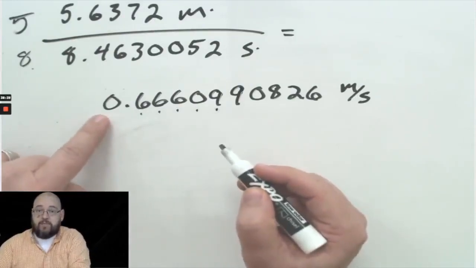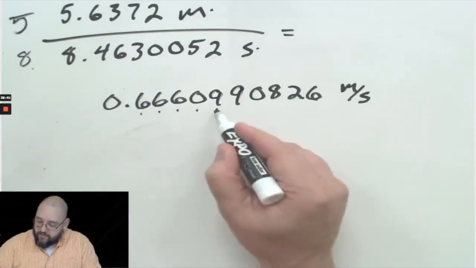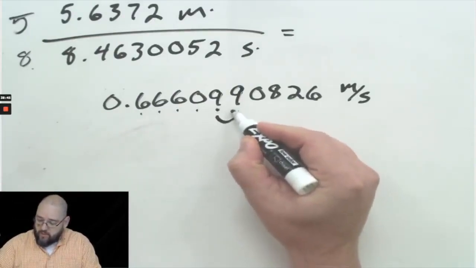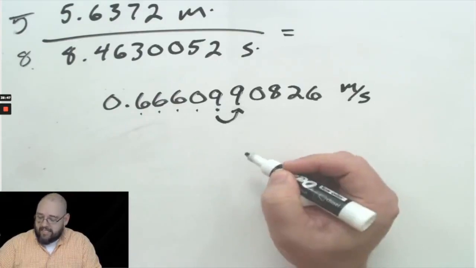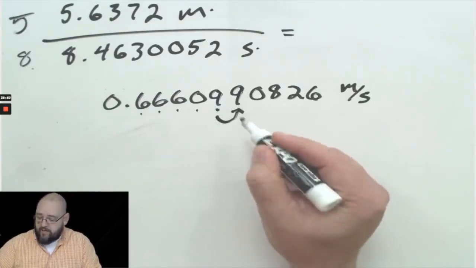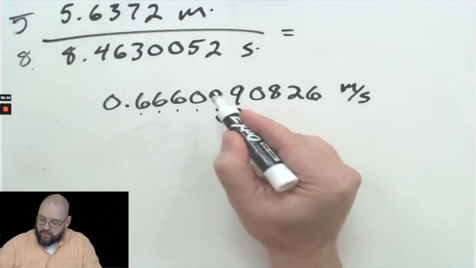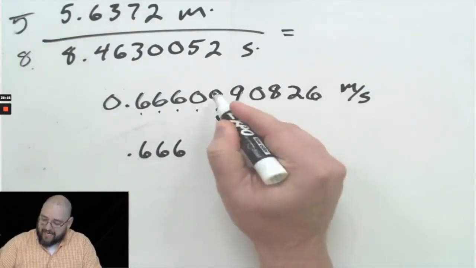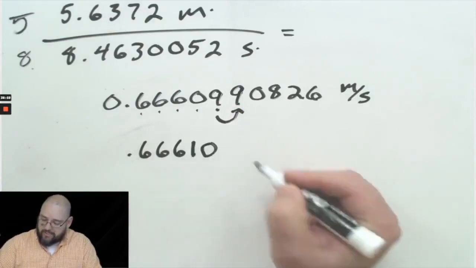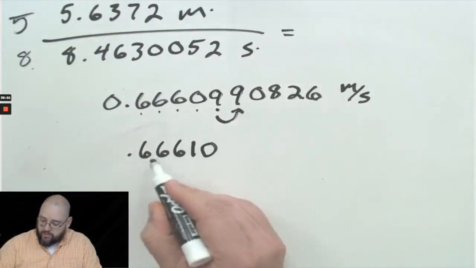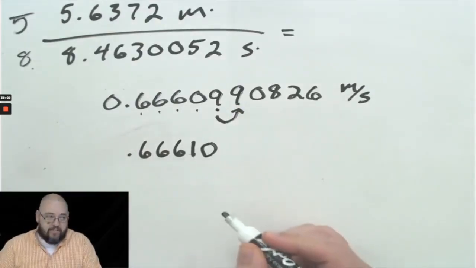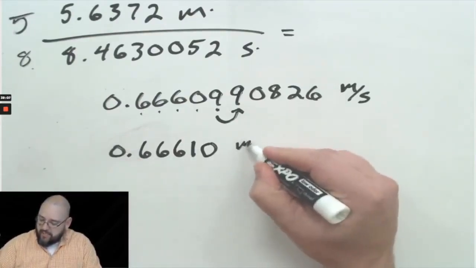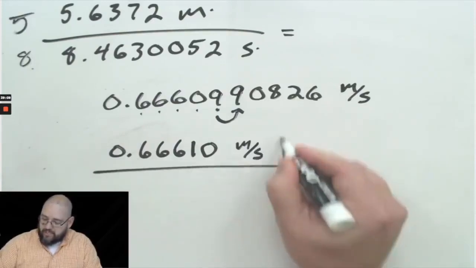Remember, the leading 0 is not significant. So this is my 5th significant digit. Okay? So I have to look next door, and this digit is bigger than 5. So I'm going to round this one up. So I'm going to have 0.666, and that 9 is going to get rounded up to a 10. So this is 1, 2, 3, 4, 5 significant digits. I'm going to put my placeholder 0 in the front and my unit meters per second.